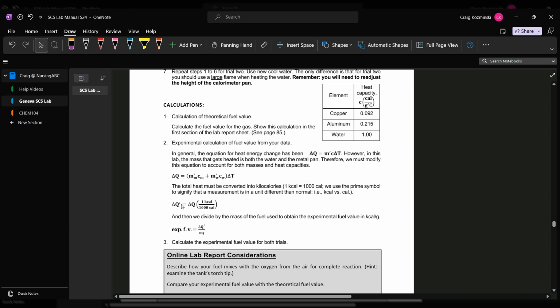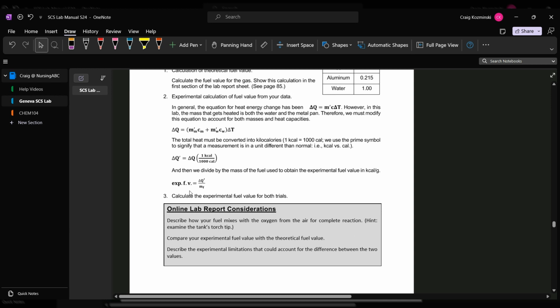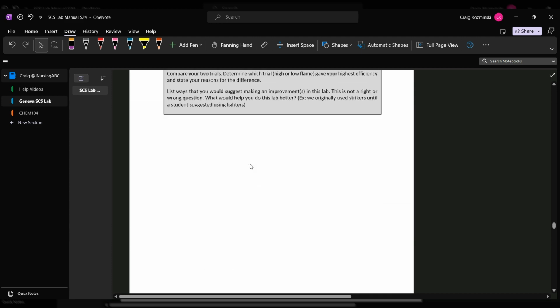Delta Q prime, if you will, is simply the delta Q converted into kilocalories. And then the equation for our experimental fuel value is our heat energy exchanged in units of kilocalories over the mass of the fuel consumed in units of grams. And this is going to be our experimental fuel value.